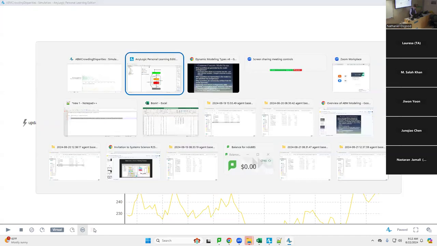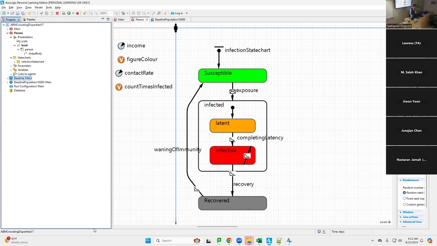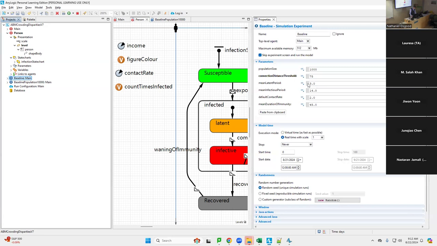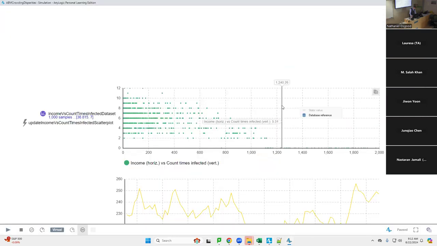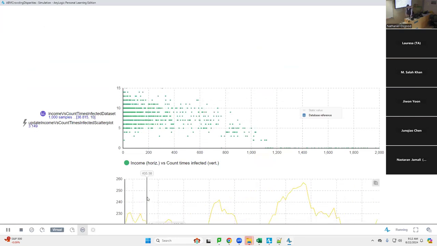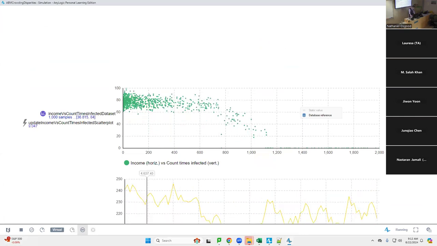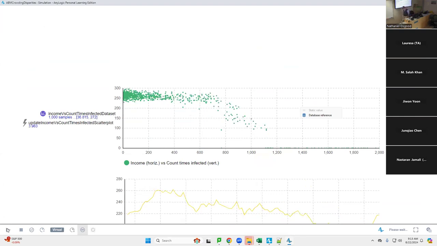Can anyone say what things are told to the model to assume this or assume that? Anyone? Yes. The parameters. Yeah, the parameter values. Both those specified explicitly, right? In, for example, this mean latent period, this distance threshold by which to connect people if they lie within that distance, the mean infectious period, the contact rate, and duration of immunity. Those are all things which are told to the model. Assume this. But in general, we might have pre-specified assumptions that are not fixed. They're not just scalar quantities.